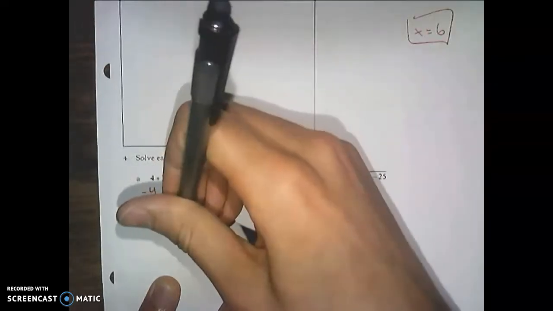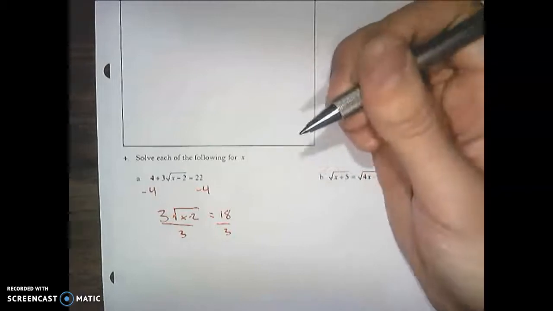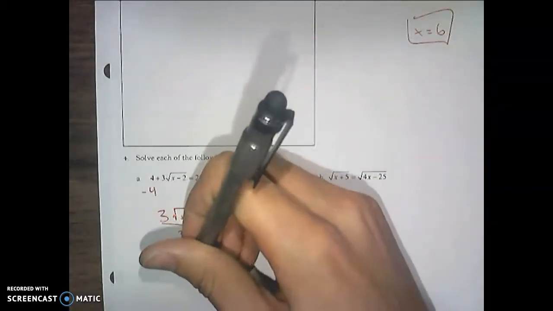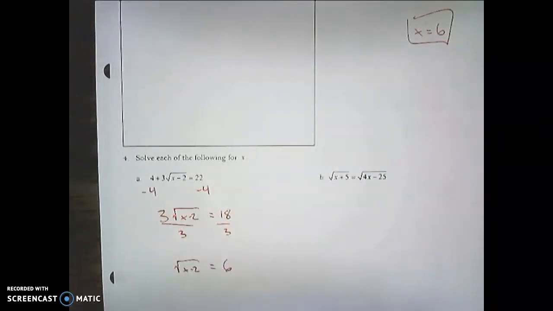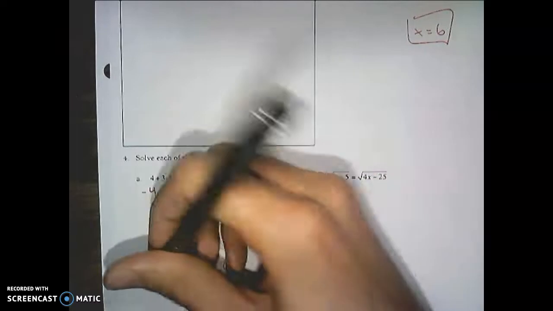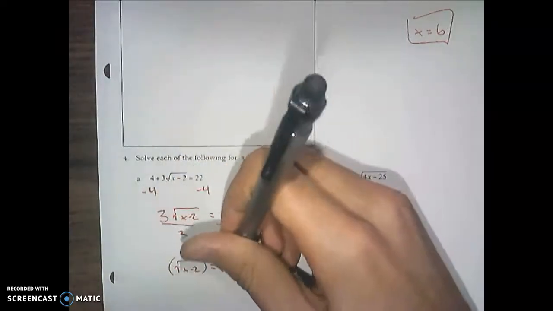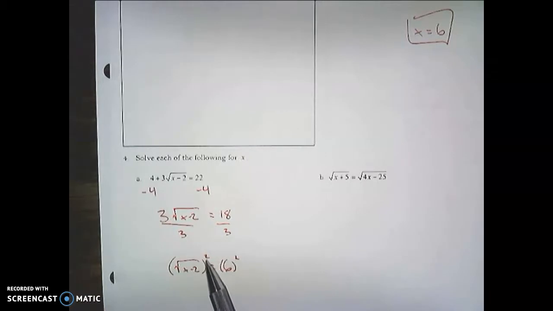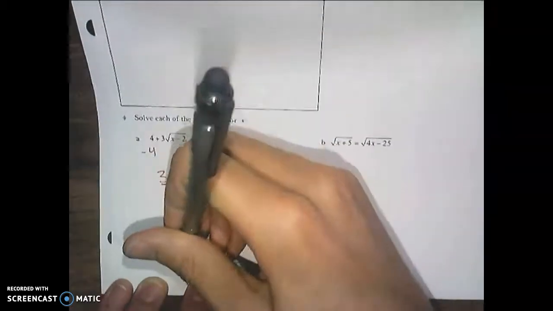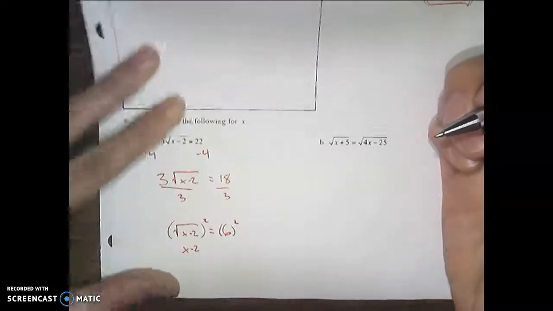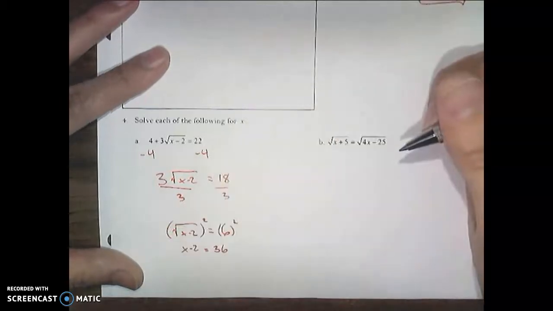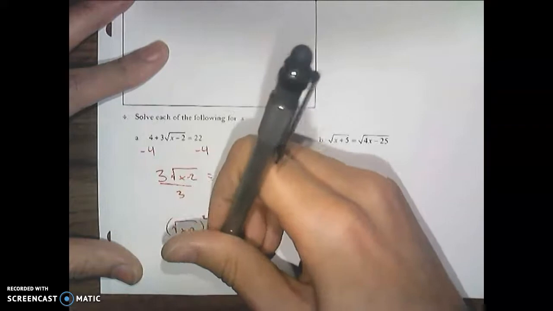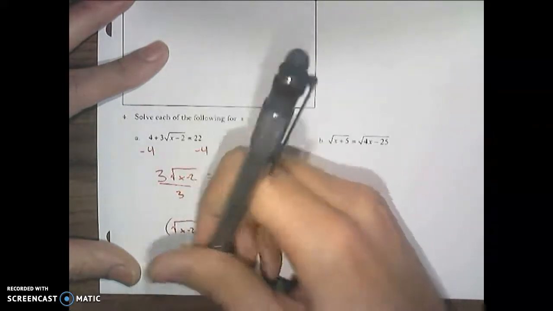Next up, we divide both sides by 3. So we have the square root of x minus 2 is equal to 18 divided by 3, which is 6. Now we've got the square root by itself, so we have to square both sides to get rid of that square root, or raise to the second power. So this square root and the squared cancel, so we have just x minus 2 on the left-hand side. On the right-hand side, we have 6 squared, which is 6 times 6, which is 36. Our last step, we're going to add 2 to both sides, and we have x equals 36 plus 2, or 38.